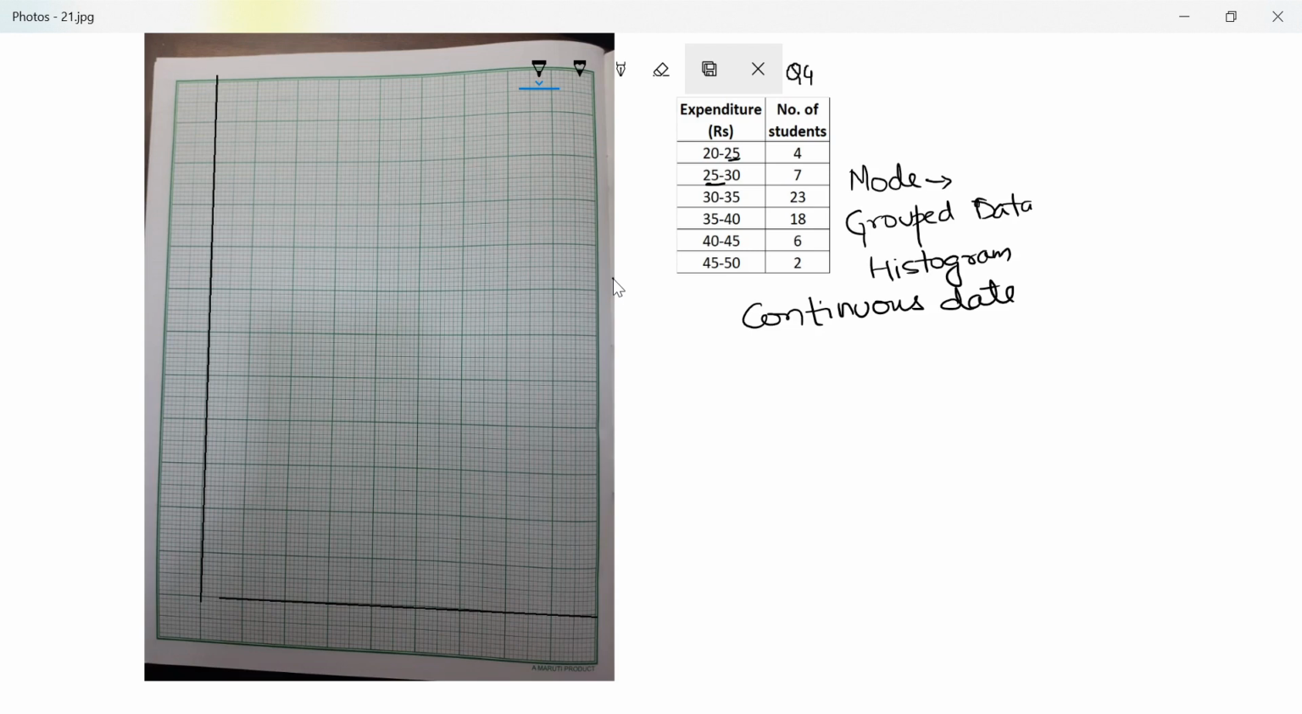So my expenditure ranges from 20 to 50 with gaps of 5. If I start with 20 here, I will have enough space to go up to 50: 25, 30, 35, 40, 45 and 50. This is my x-axis, and on the x-axis I am plotting expenditure in rupees. Done. On the y-axis, which is frequency, I have to go from 2 up to 23.